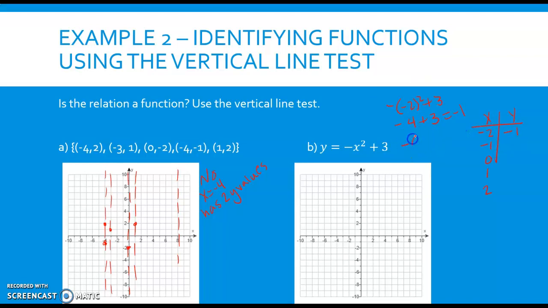And then I'm going to do that again. -1 squared plus 3. So I end up with a -1 plus 3, which is 2. I plug in 0, 0 squared plus 3. I end up with 3. I plug in 1, -1 squared plus 3. I end up with a -1 plus 3, which is 2. And I plug in 2, -2 squared plus 3. And I end up with -4 plus 3, which is -1. And so those are my y values.